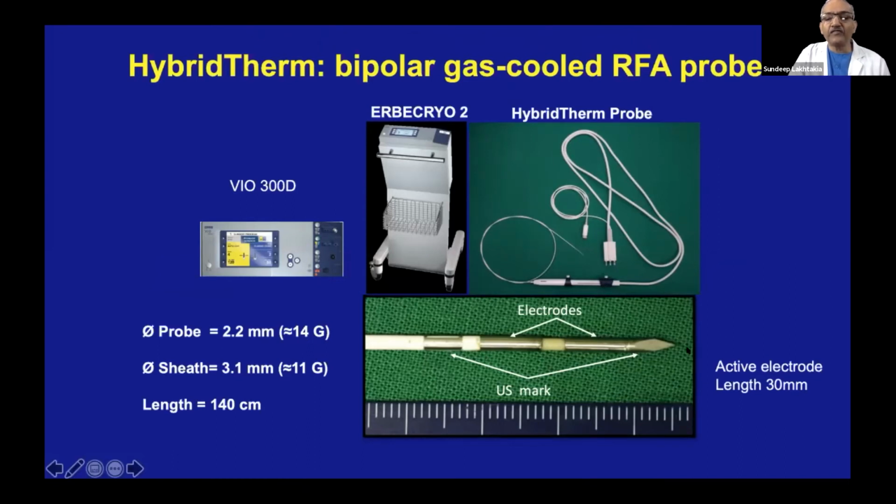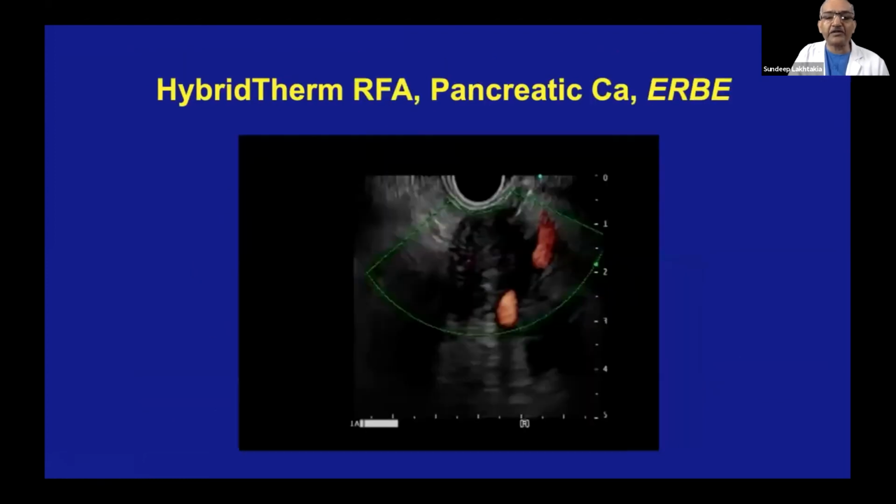And the length of the active electrode is about 3 centimeters. So that's a major issue, and that's why currently it has been withdrawn to work upon it and make it a little shorter. So hopefully in the next few months to years, we should be getting the modified version of hybrid thumb.